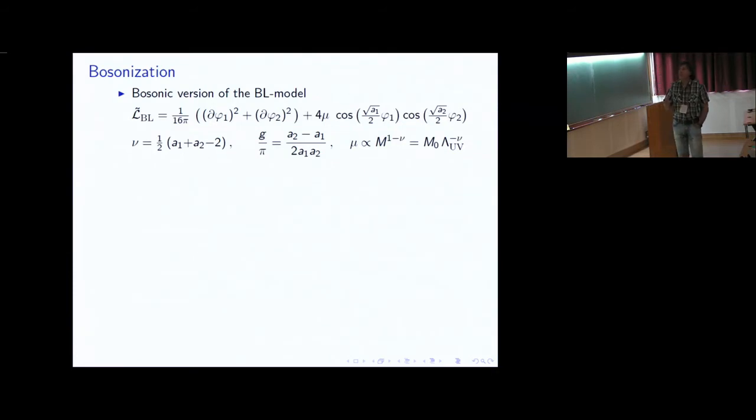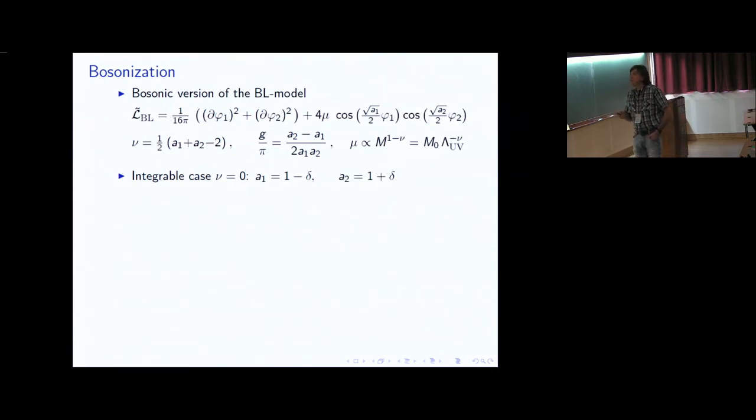Okay, and the parameter mu is related to the mass scale. All right, and next, as I said, we're interested in the case when nu equals zero. Then the parameters a1, a2 are not independent, the sum equals 2. In other words, you can parameterize a1, a2 by the coupling delta, since clearly the sum of these two numbers equals 2. So delta would be the parameter. This is the case we are actually interested in.